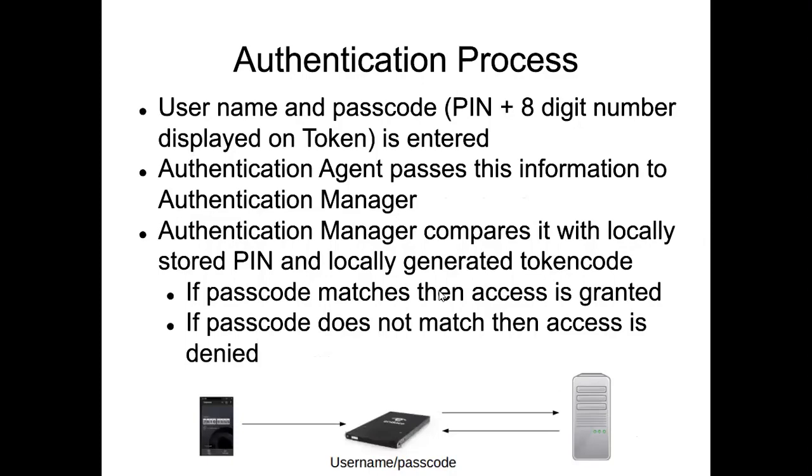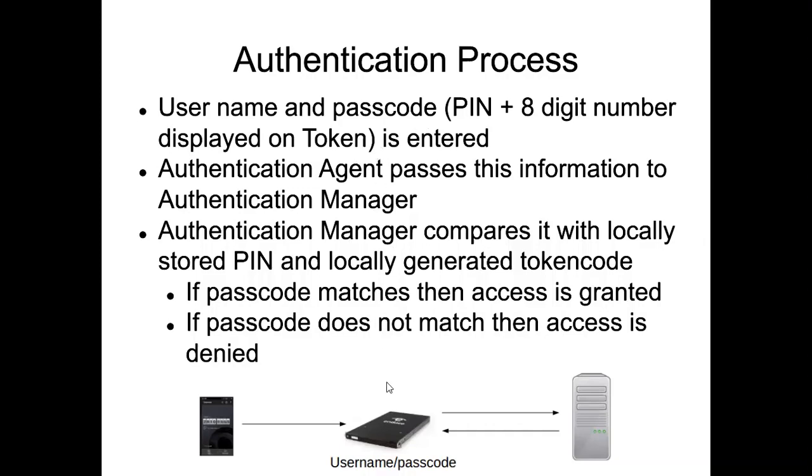Now, we have understood there are 3 things: an authenticator, an authentication agent, and an authentication manager. These are the 3 important components of the RSA SecurID system, and now how all of them work together. Normally, depending upon whatever device you are using, once you want to log into that device, you will provide your username and passcode. The passcode is a PIN, which I have already mentioned, 4 to 8 digits, plus the number, which could be 6 or 8 digits, displayed on the token.